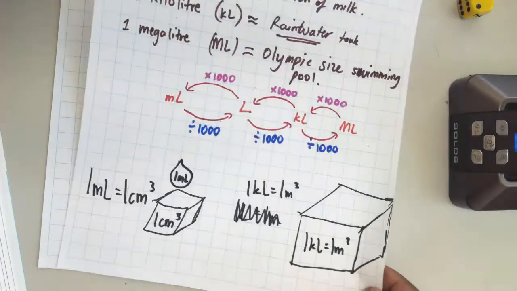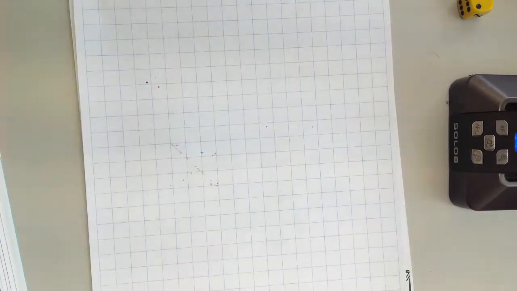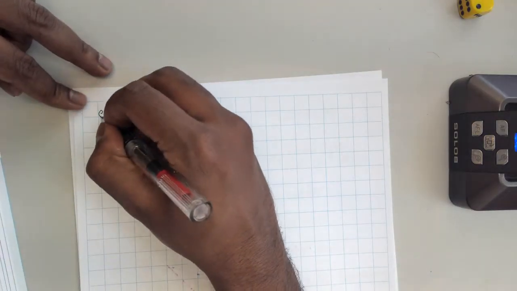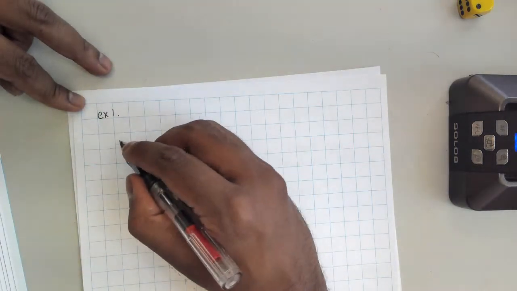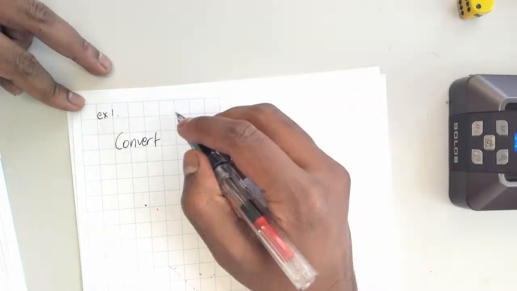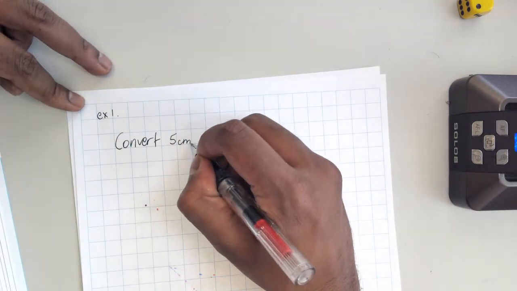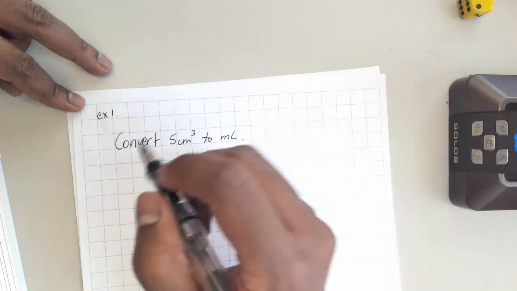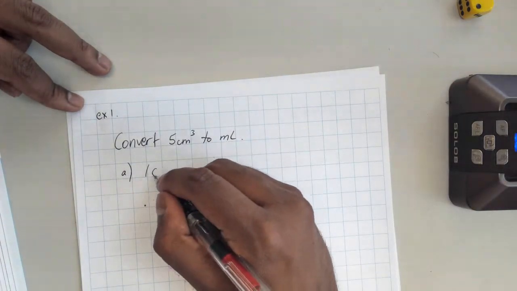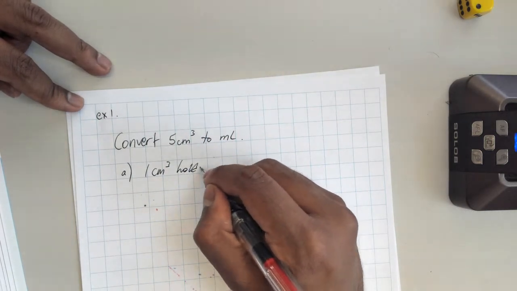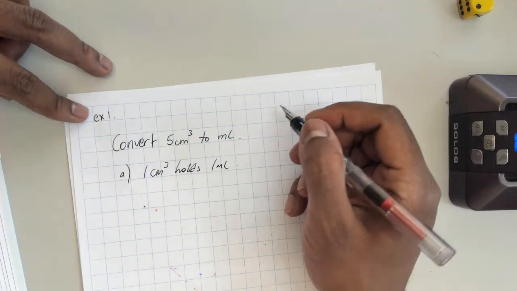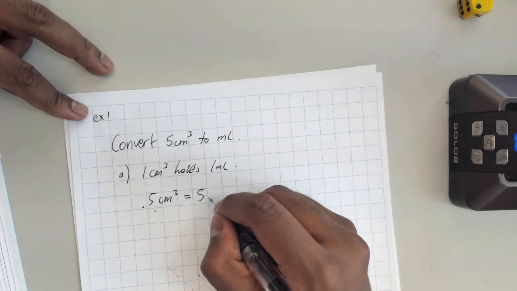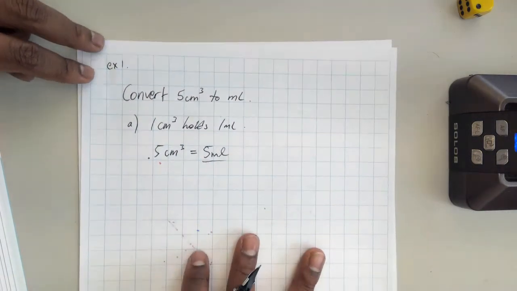Example 1. Alright, so two very simple examples. We're going to convert 5 cubic centimeters to milliliters. Easy. Well, we know 1 cubic centimeter holds 1 milliliter, therefore 5 cubic centimeters equals 5 milliliters. It's just a 1-to-1.